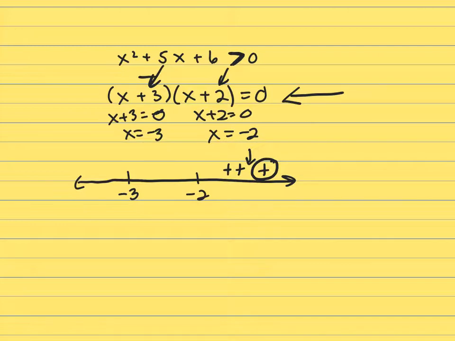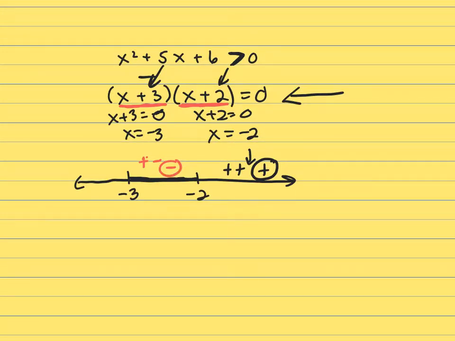Let's repeat that process and check this middle interval. Let's use -2.5. If I choose -2.5 and plug it in here, I get a positive number. If I choose -2.5 and plug it in here, I get a negative number. Positive times negative is a negative.